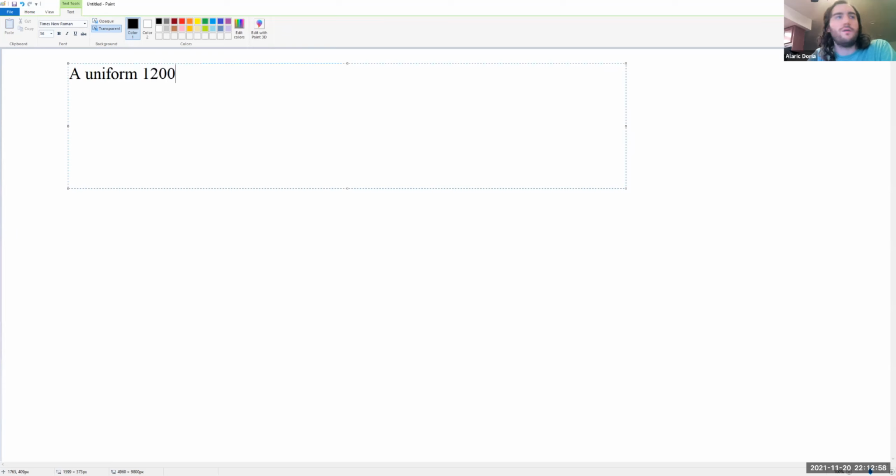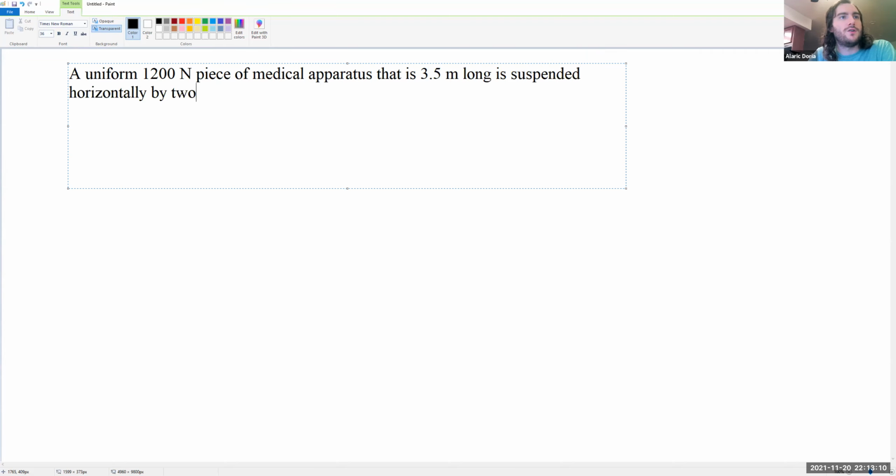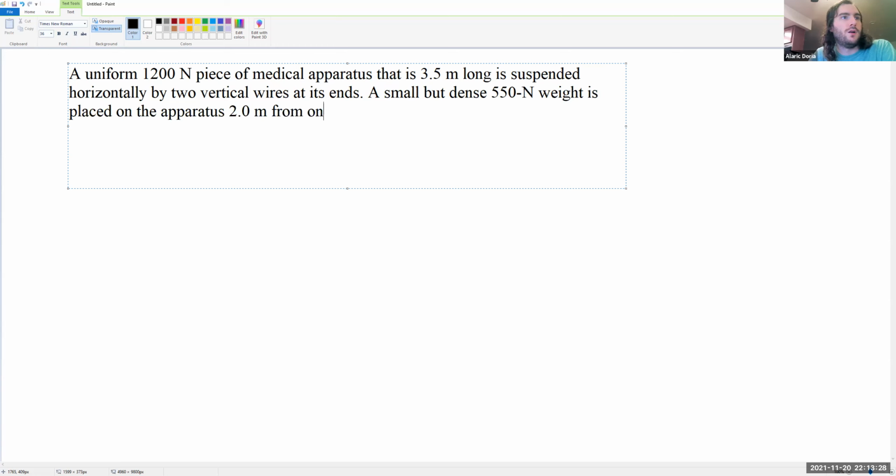A uniform 1200 Newton piece of medical apparatus that is 3.5 meters long is suspended horizontally by two vertical wires at its ends. A small but dense 550 Newton weight is placed on the apparatus 2.0 meters from one end, as shown in the figure. I'll get the figure here in a second so we can all see that. What are the tensions A and B in the two wires?